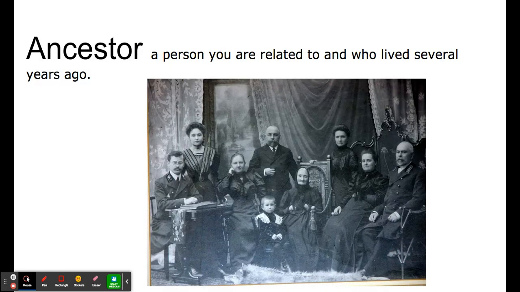My turn, your turn. Ancestor. An ancestor is a person who you are related to and who lived many, many years ago. Usually not your mom or dad or your grandparents, but before them.